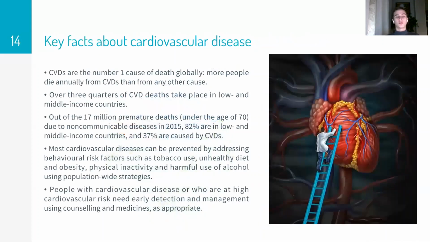So now I want to present you key facts about cardiovascular disease. The first one is CVDs are the number one cause of death globally. More people die annually from CVDs than from any other cause. Over three quarters of CVD deaths take place in low and middle income countries. The second is that out of the 17 million premature deaths under the age of 70 due to non-communicable disease in 2015, 82% are in low and middle income countries, and 37% are caused by CVDs.